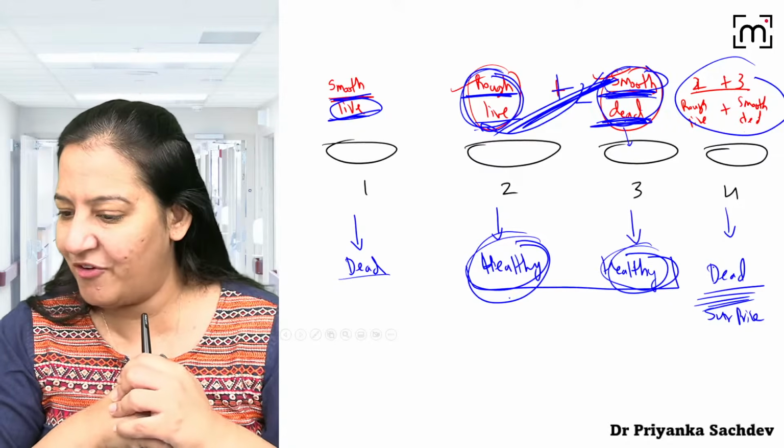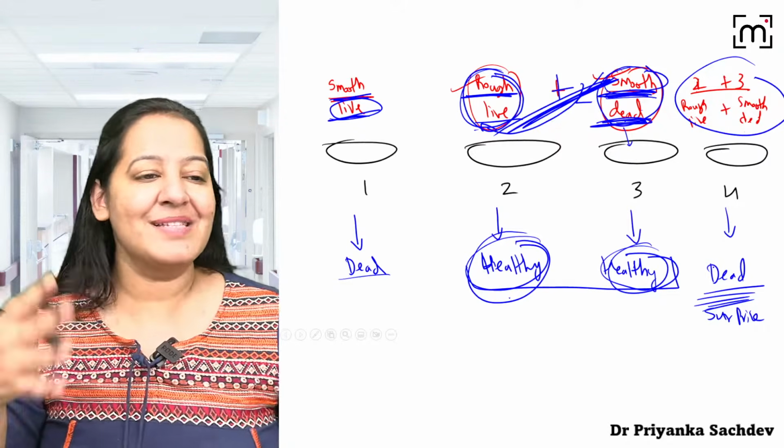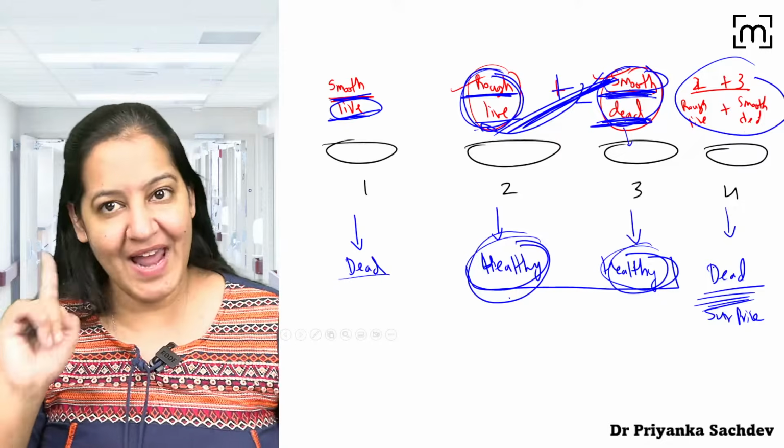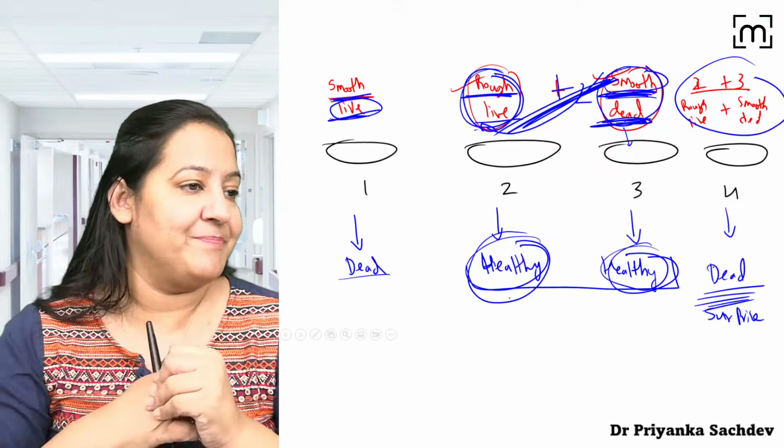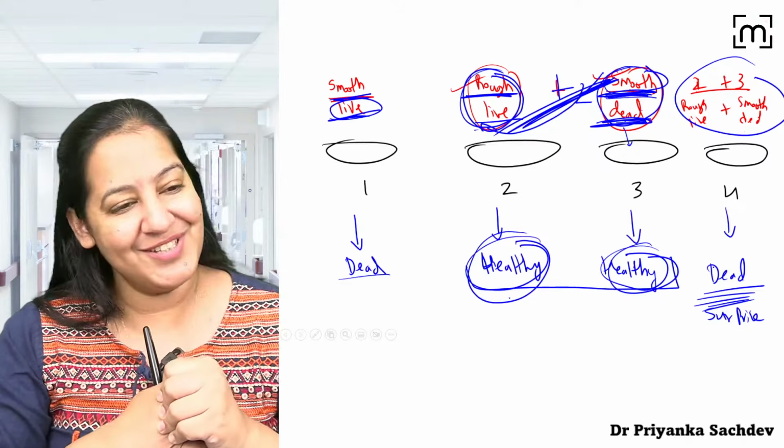Got it? Give me a thumbs up if you got it. Everyone. So this is the Griffith experiment. Anyone having any doubt? If you don't have doubt, as many audience as there are, that many thumbs up. Everyone give me a thumbs up. Come on.